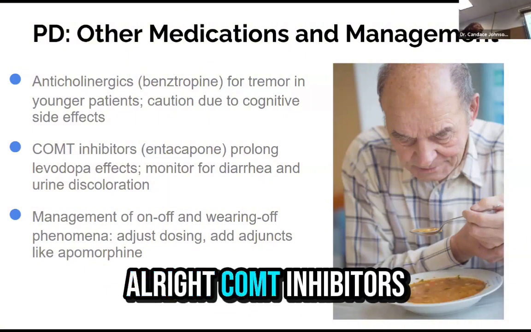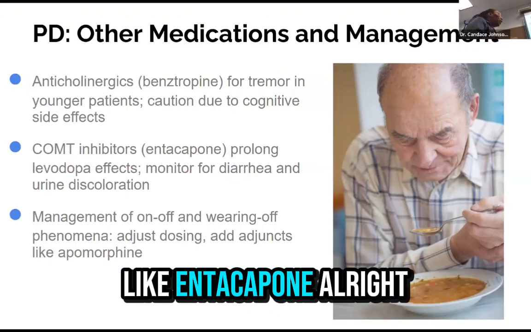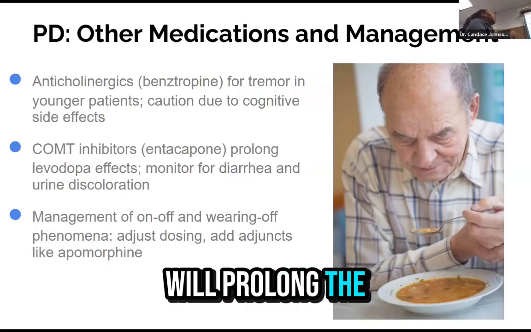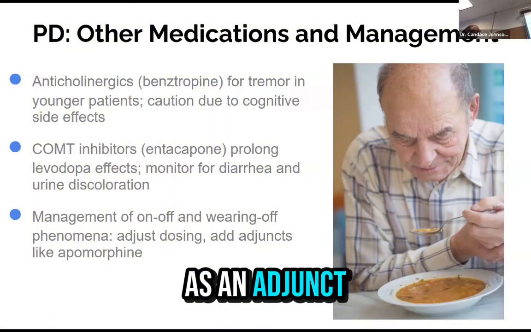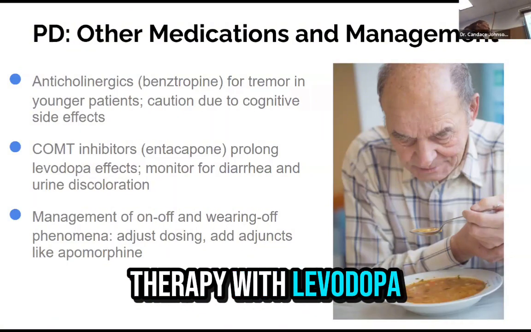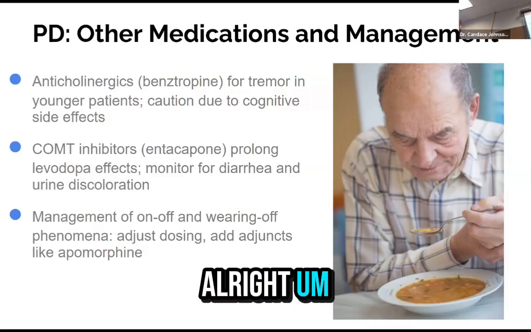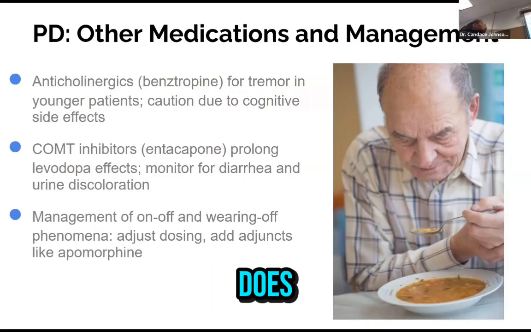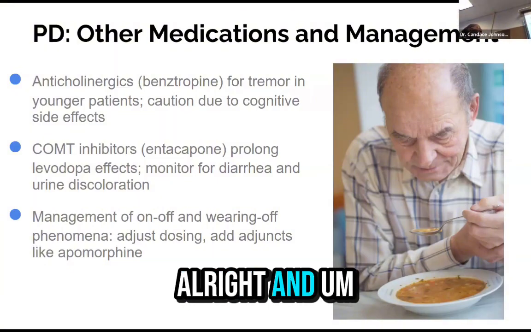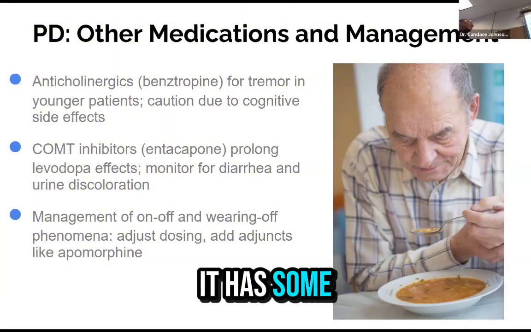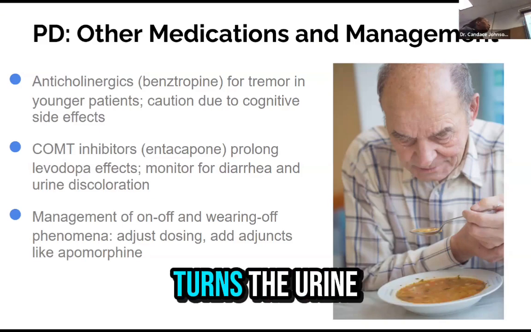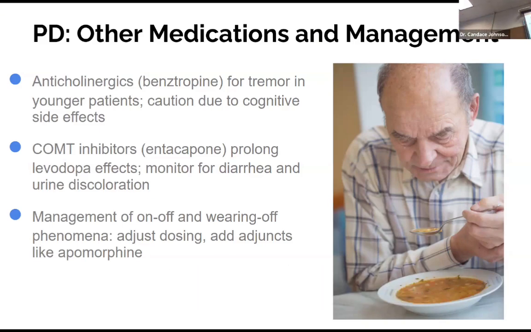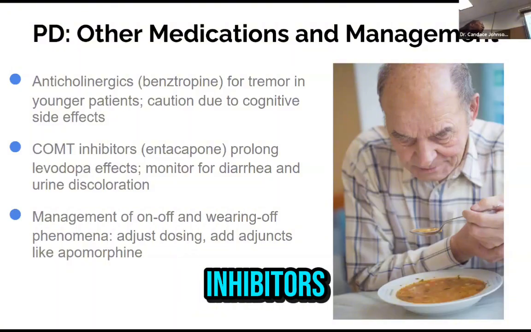All right, COMT inhibitors like entacapone will prolong the levodopa effect, so they may give that as an adjunct therapy with levodopa, to help it do what it does. And it has some nursing indications here to monitor the patient for diarrhea and urine discoloration. I think it turns the urine orange, these COMT inhibitors.